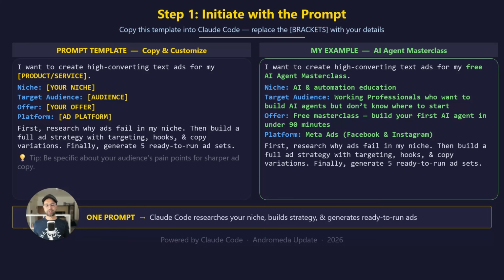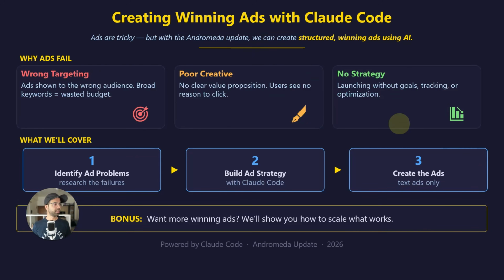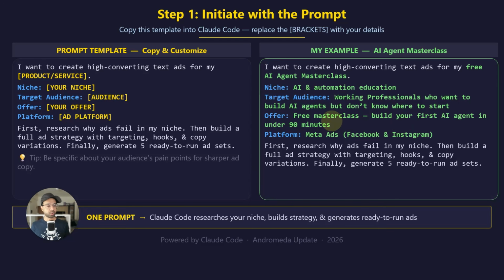So let's kick off this workflow, and to kick off this workflow on Claude Cowork, you're going to require a starting template. And to keep it very, very simple, we're going to use this template. You can take this template, put in your niche, your product, your audience, your offer, ad platform, whatever it is, and then initiate the entire process. I'm just going to use this example to show you how we can create ads within Claude Cowork. Okay, so let's get started.